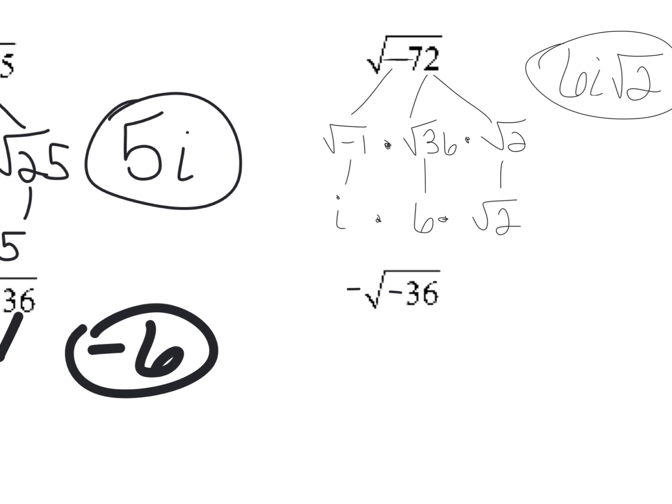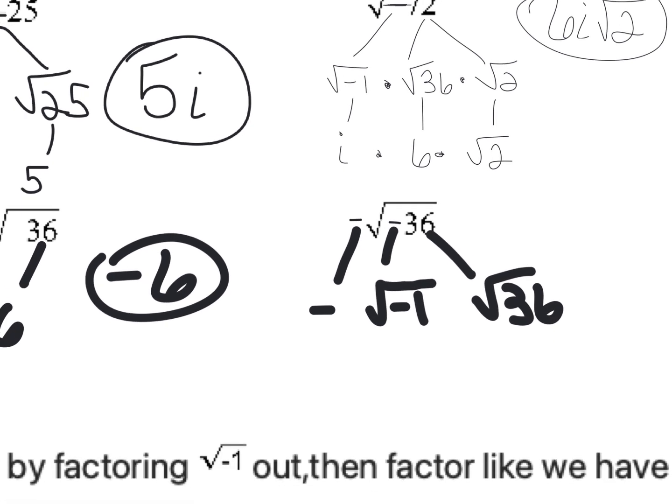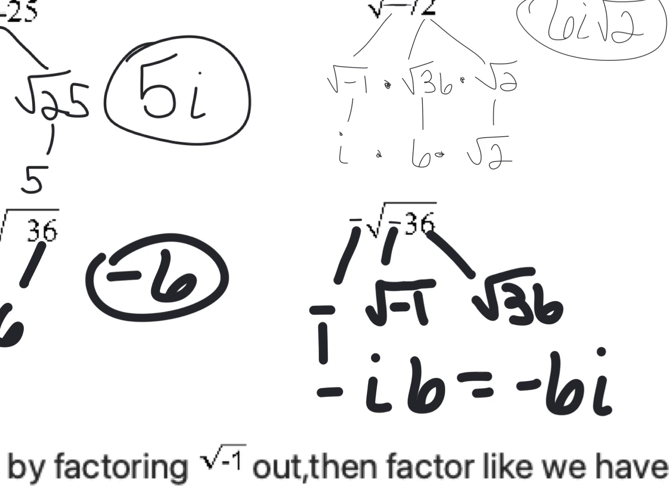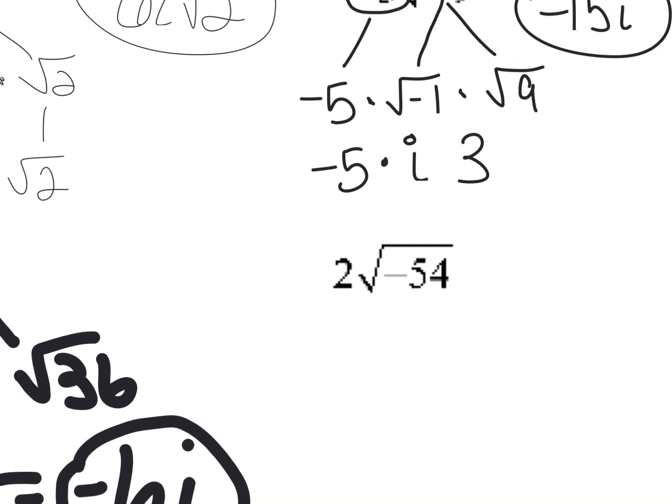Okay. The second one, I said we wanted to have a negative on the outside and the inside. So we're going to have a negative. That negative is the square root of negative 1, the square root of 36. And that negative stays negative. Square root of negative 1 is i, and the square root of 36 is 6. And when we write it, we always put our coefficient as a number first, and then we write our imaginary second.